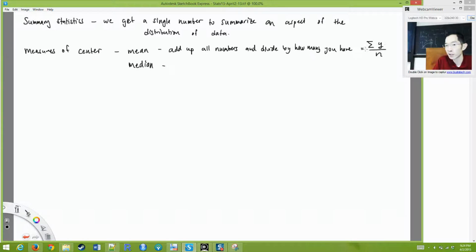Okay, so this means you take every single value y in your data set. This summation sign means add up all the values of y, and then you divide by how many you have, which is n. Okay, and the median is the number in the middle. Half are larger than the median, and half are smaller than the median.